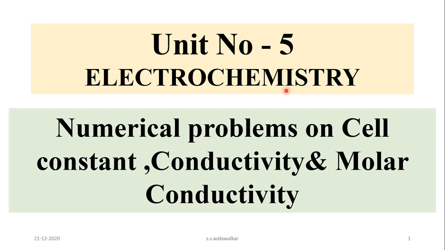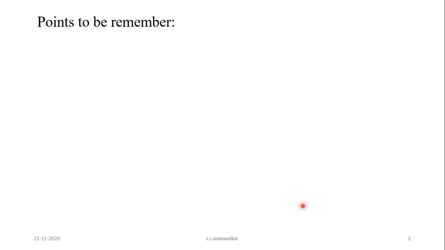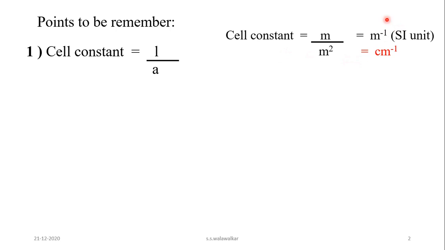And today in this lecture, we will solve numerical problems based on cell constant, conductivity of the solution, and molar conductivity of an electrolyte solution. But before starting, first we will see the important formulas which you have to remember. First formula: cell constant is equal to L by A, the ratio of the distance between the two electrodes and the area of cross section of the electrode. Its unit in SI is meter inverse and the common unit is centimeter inverse. So remember that cell constant is expressed in centimeter inverse.